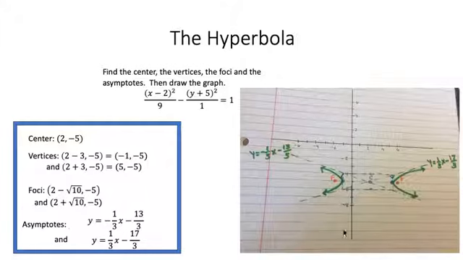Let's look at another example. Find the center, the vertices, the foci, and the asymptotes of the hyperbola, then graph it. For this example, we're going to have to complete the square twice. So what I did first is to get on my way to having it look like I want for a hyperbola.